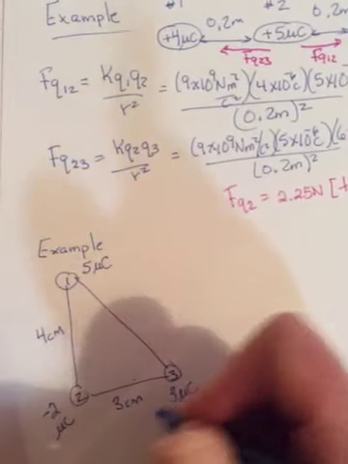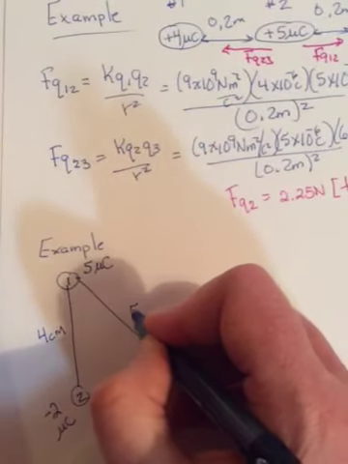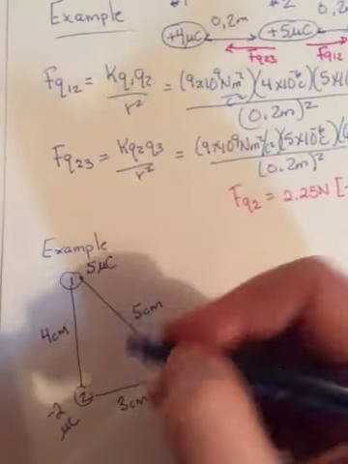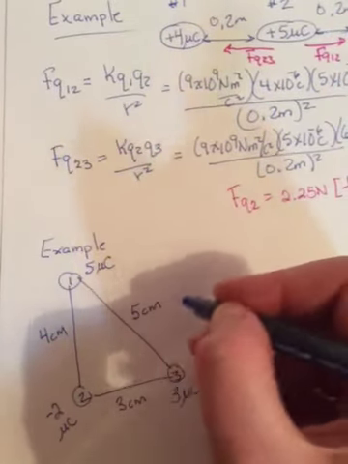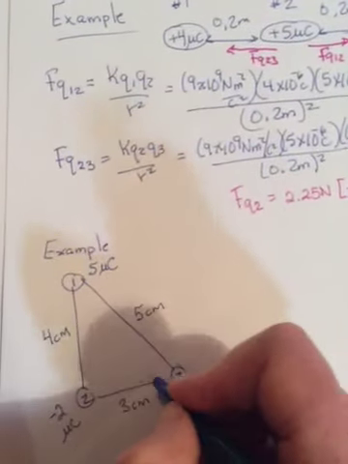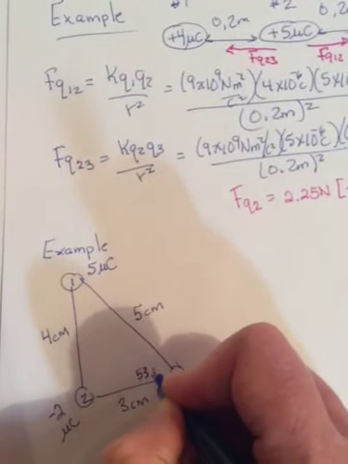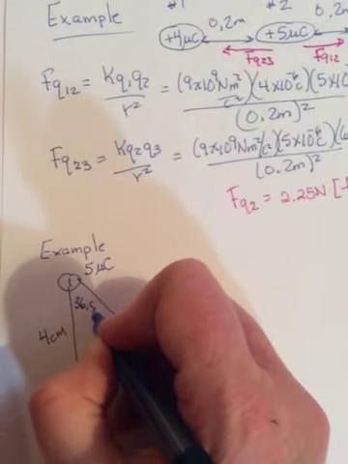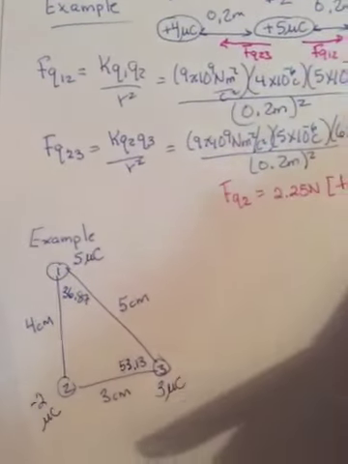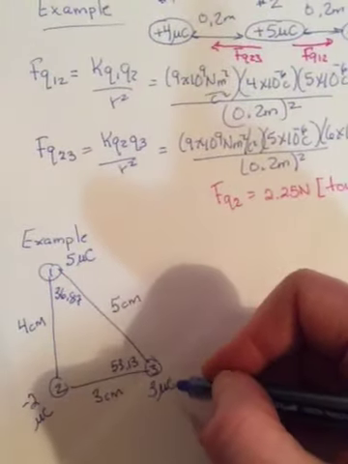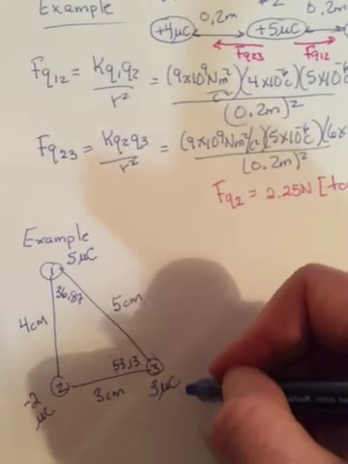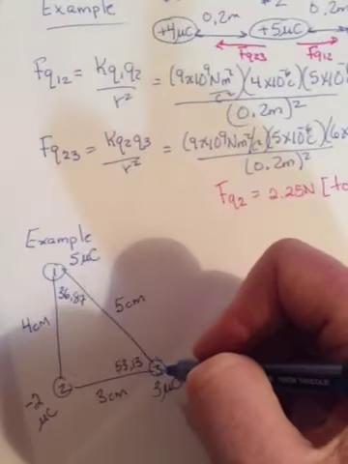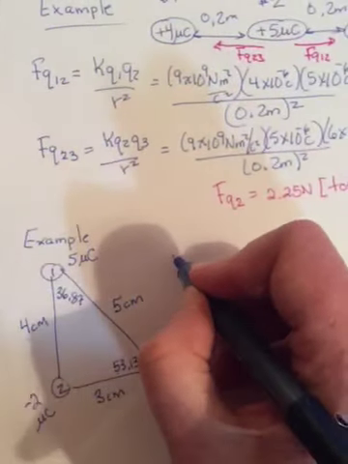So that one's 4, this one's 3, and this is a 3, 4, 5. If you don't know what that is, it just means you can square 3 and square 4, 9 and 16, and taking the square root will give you 5. It also means that this angle down here is 53.13, which you could find using sine and cosine, and this one is 36.87. Okay? And so the question wants to know what's the net force on the 3 microcoulomb charge. So you're going to need to do exactly what we did in example 2. You're going to need to find F13 and F23.